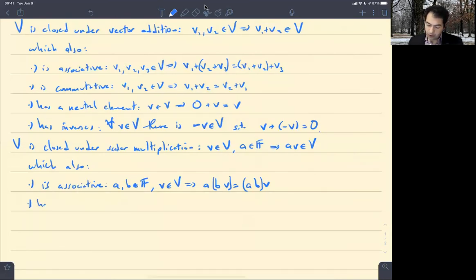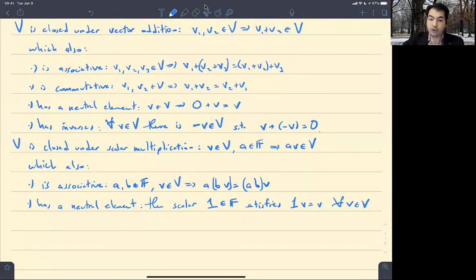And we also ask that this has a neutral element. Remember, every field has a multiplicative neutral element. So that same scalar satisfies that 1 times v is equal to v for every vector in the vector space. Those are the properties that each of these operations have by themselves.